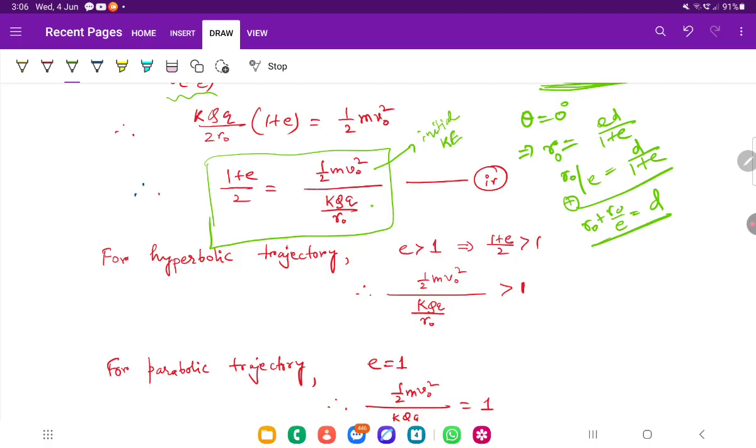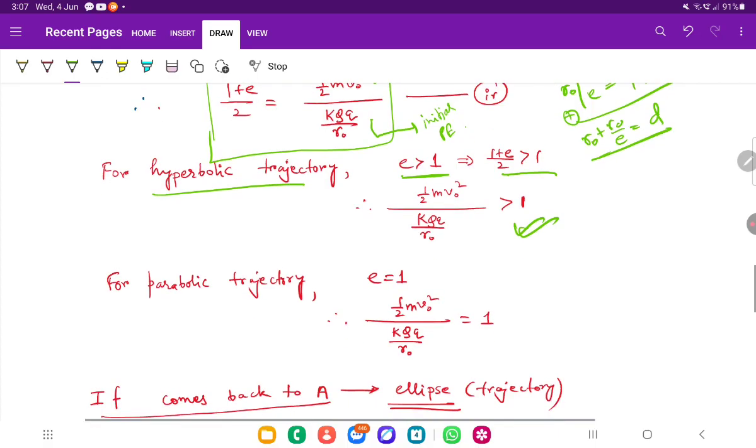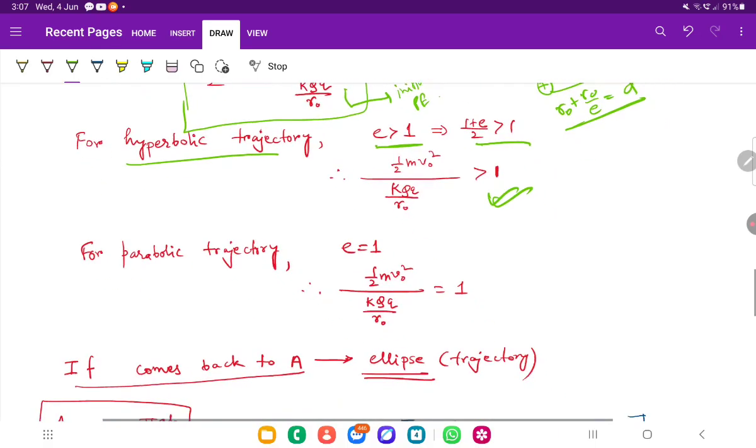This one is initial kinetic energy, and this one is initial potential energy. Okay. So for now I am checking the options related to the trajectory and initial energy values. For hyperbolic trajectory, eccentricity should be greater than 1. So 1 plus e should be greater than 2, or rather I can say (1 plus e) upon 2 should be greater than 1. All are same. So from there I got this result, that kinetic energy should be greater than potential energy at initial condition.